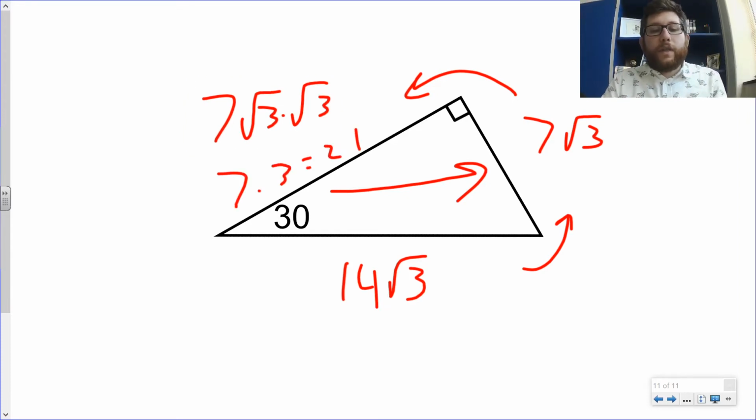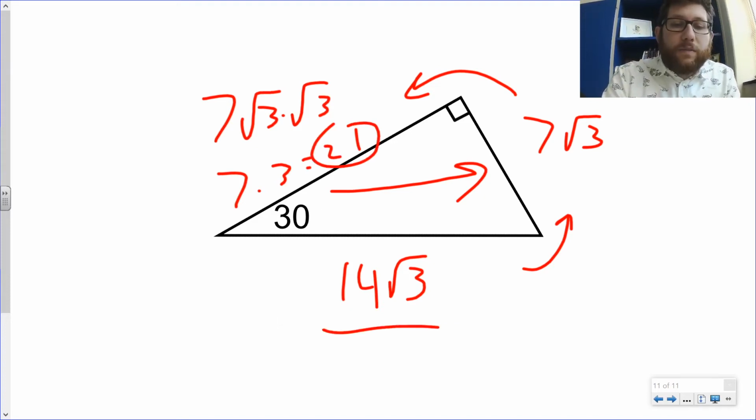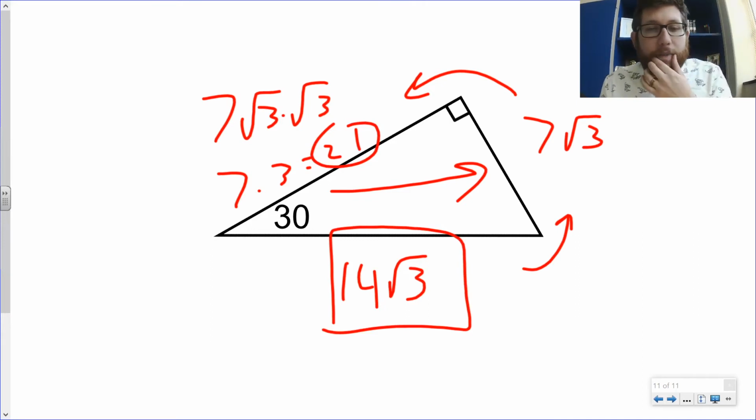So hopefully that makes sense. Now notice, even though I've got 21 here, that doesn't mean it's bigger than 14 root 3. I know it seems like it's bigger, but if we plug 14 root 3 in our calculator, we find out that it's actually significantly larger than 21. So don't be freaked out if you see something like 21 on a side that's not the hypotenuse and what seems like a smaller number on the hypotenuse. So this wraps up special right triangles. You can go ahead and do your practice now.